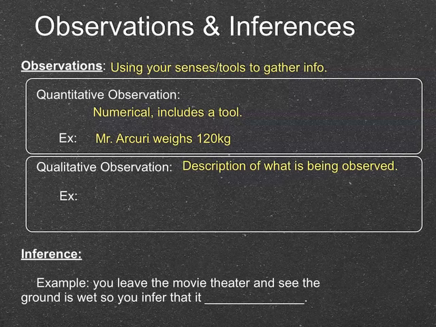Qualitative observations are just descriptions of what's being observed. Okay? For example, saying the lightning was bright. That is a quality. It doesn't include a number with it. It's not numerical. It's not actually measured. It's just a description.